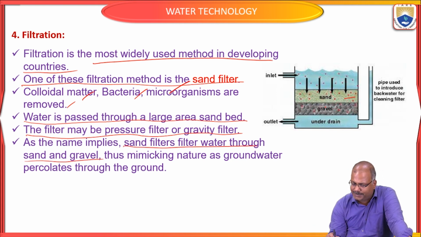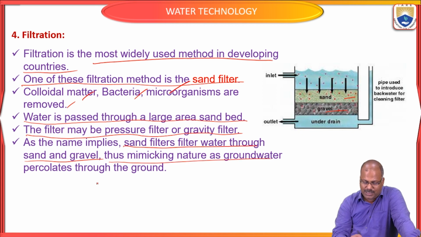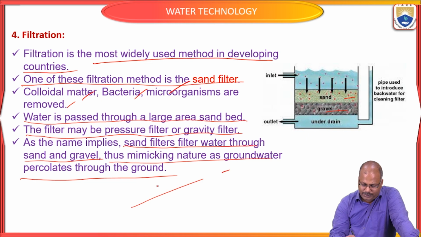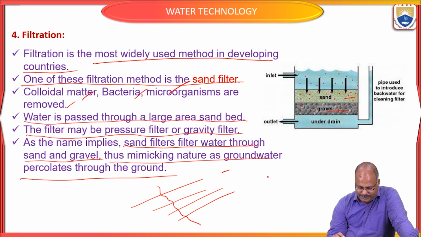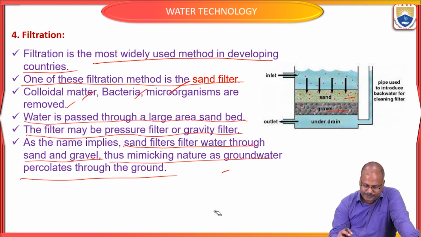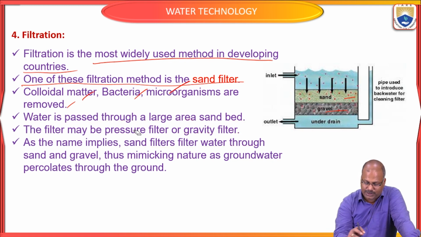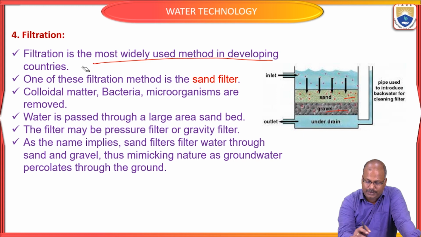If you see, this is the sand bed, this is the gravel bed, thus mimicking nature as groundwater percolates through the ground. For example, the groundwater has to percolate through a lot of layers, and then you get underground water. So like that, we make several beds, sand bed, gravel bed. It has to get filtered through these beds so that the water coming out is highly pure.